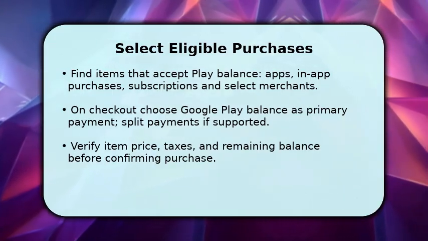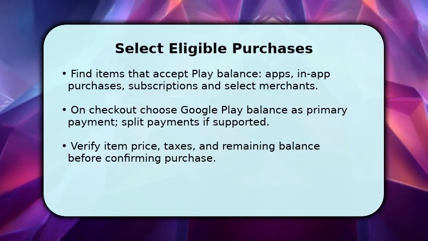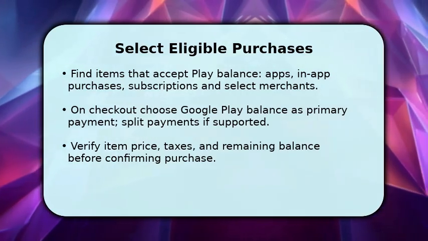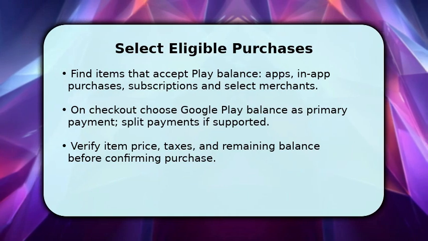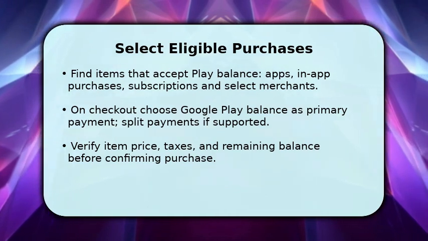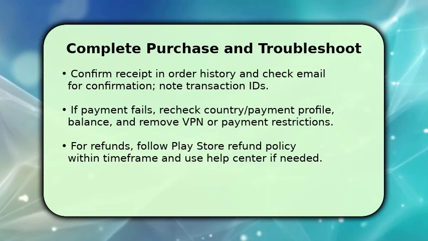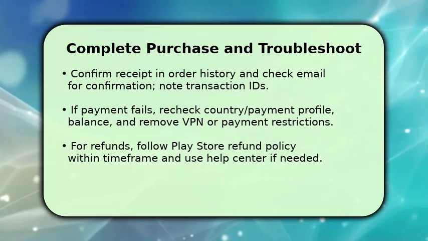Once you confirm the selection, Google processes the charge immediately, so check the remaining balance to avoid unexpected declines on subsequent purchases. You finish by reviewing order history in the Play Store to confirm the transaction and save the confirmation email or transaction ID.